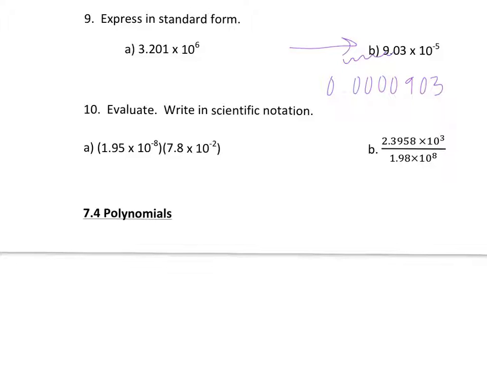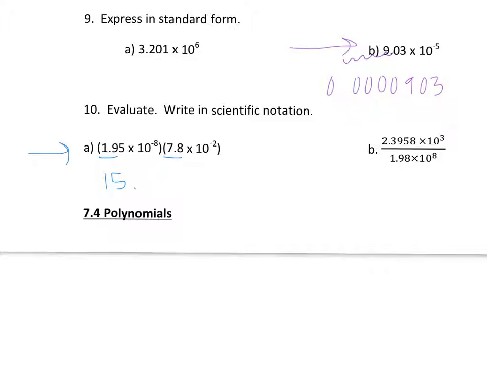Question 10 says evaluate, write in scientific notation. So A and B are either multiplying or dividing with scientific notation. We are going to look at 10A here. So evaluate, write in scientific notation. Let's multiply 1.95 times 7.8.